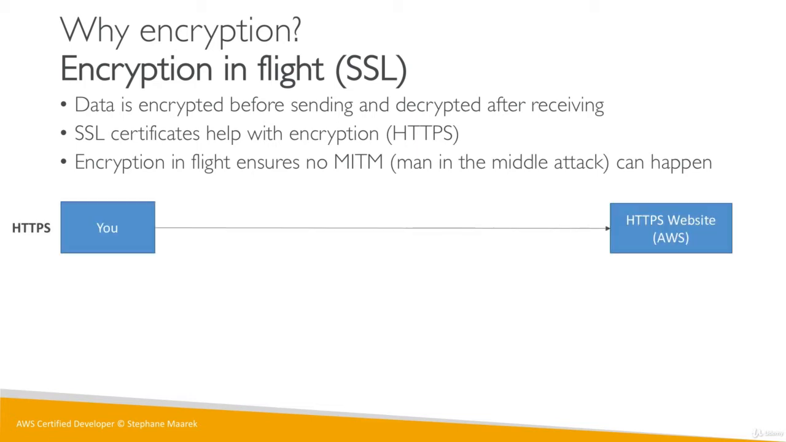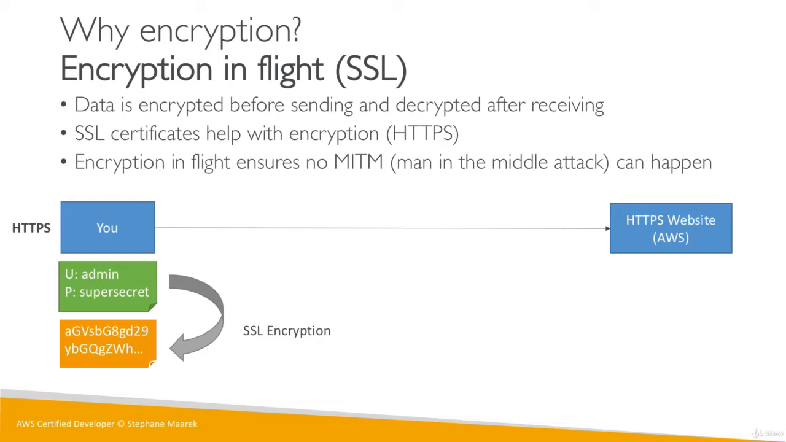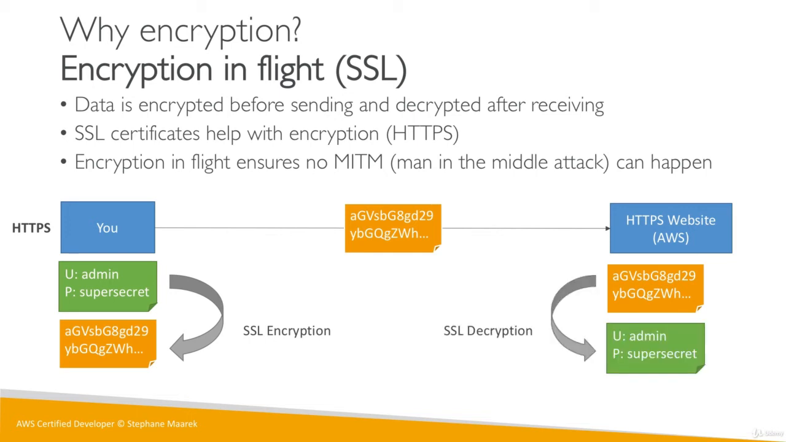So let's do a quick example. Here is us, and we want to talk to an HTTPS website on AWS, could be DynamoDB, could be whatever we want. And then we're going to have our super secret data. We're going to encrypt it with SSL encryption and send this over the network, and then the website will receive the data and know how to decrypt it.